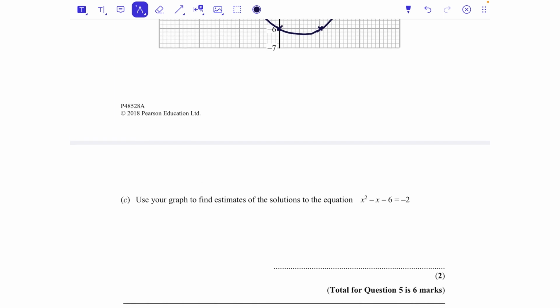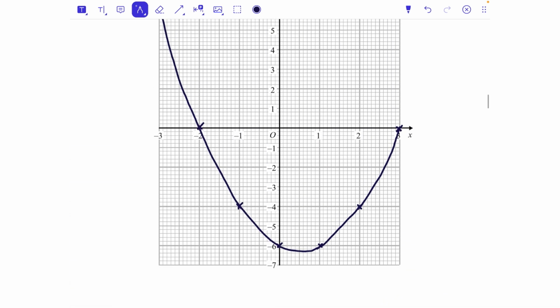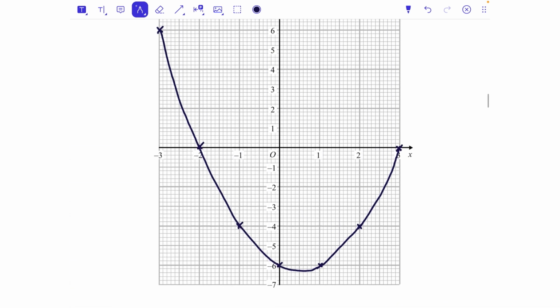It then says use your graph to find estimates of solutions to the equation. Now this x squared minus x minus 6 is what we've just drawn on the graph. So this is essentially saying to you, when does your quadratic equal minus 2? Now we drew y equals x squared minus x minus 6. So when is y minus 2? So looking at the graph, we're looking for when y is minus 2, and that line would be here. That is the line y equals minus 2.